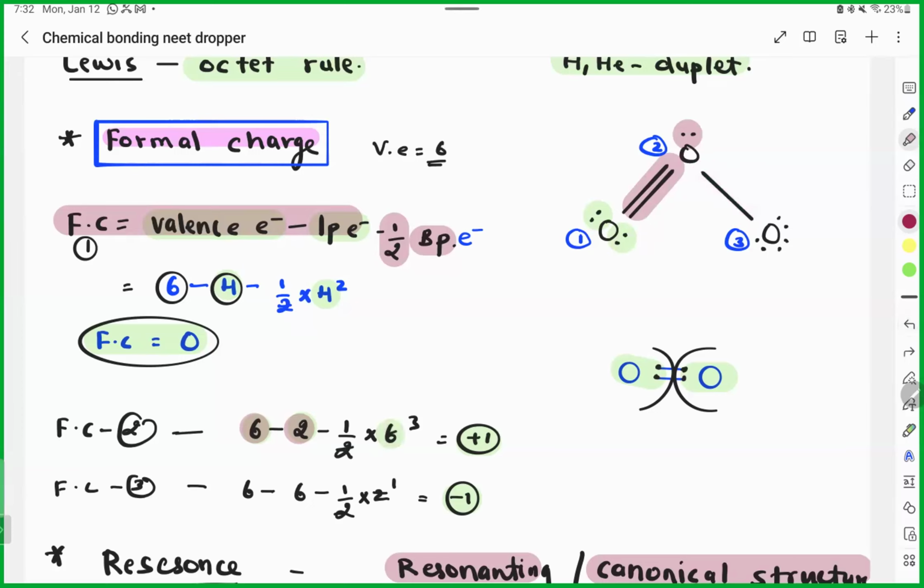Any doubt, Chandana? No, sir. And last, formal charge: lone pair, sorry, valence electron 6. What is the lone pair electron? 6. What is the bond pair? Only 1 this side. So 2. Yes, sir, understood.